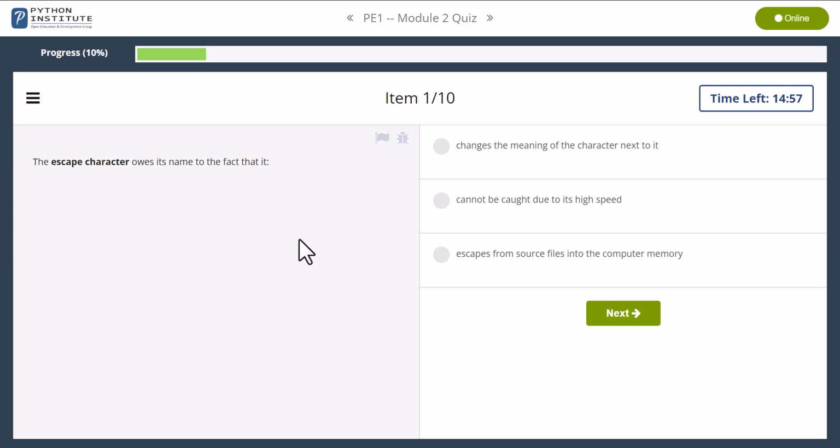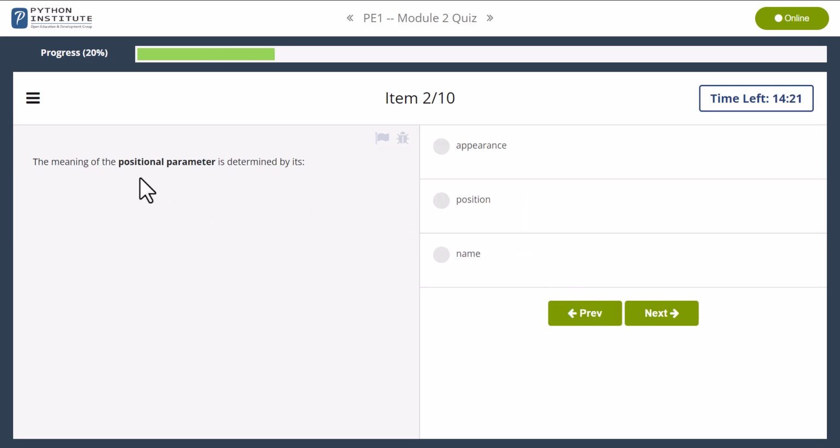The escape character owes its name to the fact that it changes the meaning, can be caught, escapes from source files into the computer memory. Doesn't make sense. Cannot be caught due to its high speed. Okay, this is the right answer, of course, because it changes the meaning of the character next to it. So the escape character is actually the backward slash. And for example, if you have an N after it, it changes the meaning from the letter N to the new line symbol.